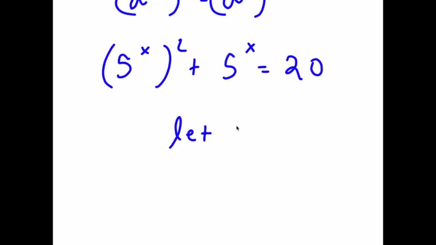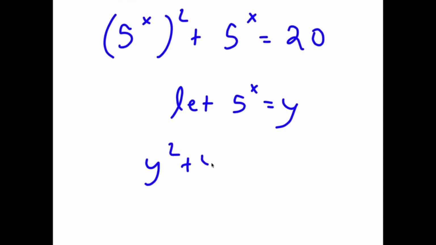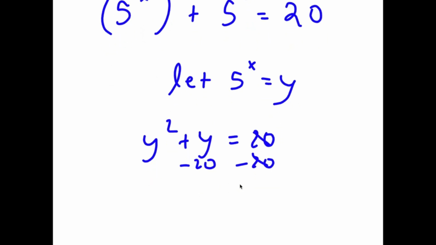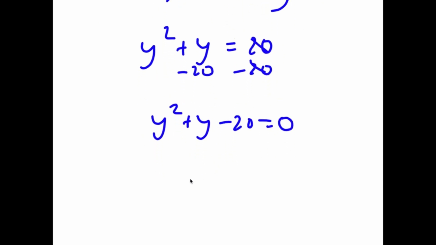Now I'm going to let 5 to the power of x equal to the variable y. So now I have y squared plus y is equal to 20. Now if I subtract 20 on both sides, I get y squared plus y minus 20 is equal to 0.